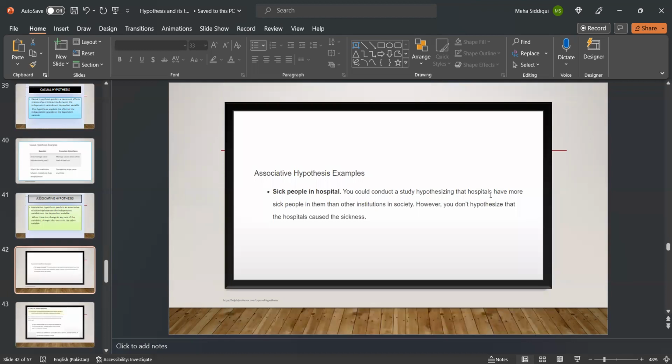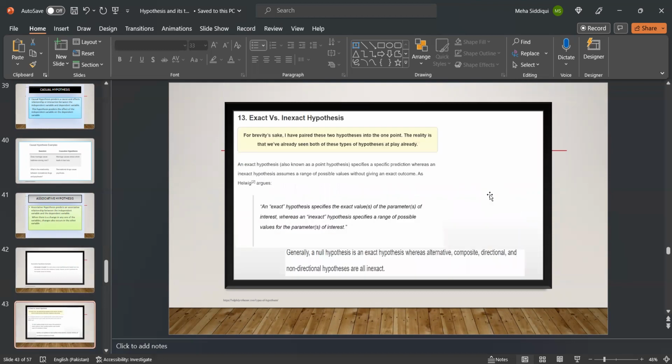Example, sick people in hospital. You could conduct a study hypothesizing that hospitals have more sick people in them than other institutions in society. However, we don't hypothesize that the hospitals cause the sickness.